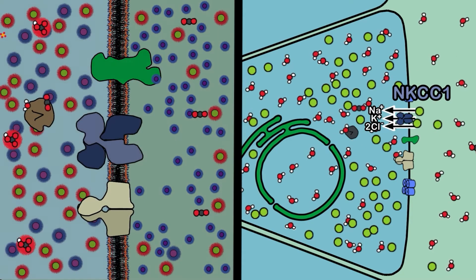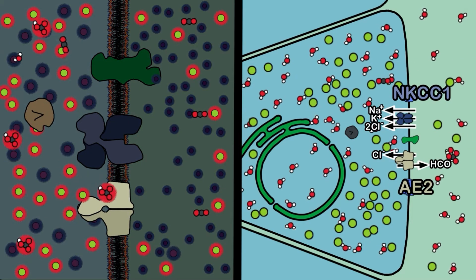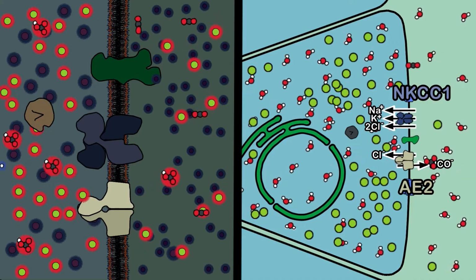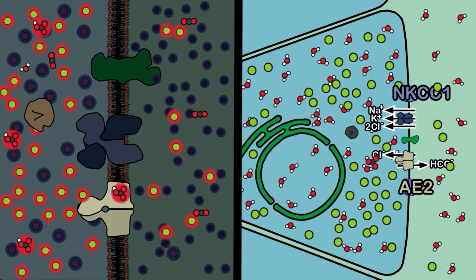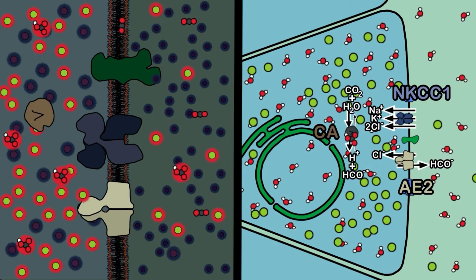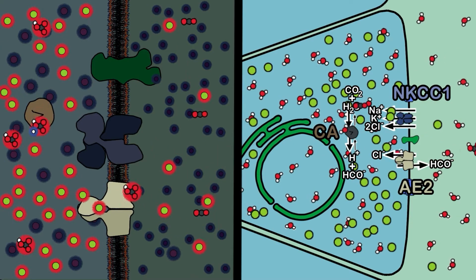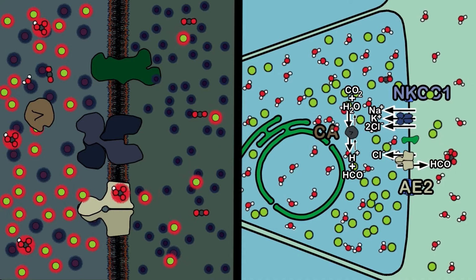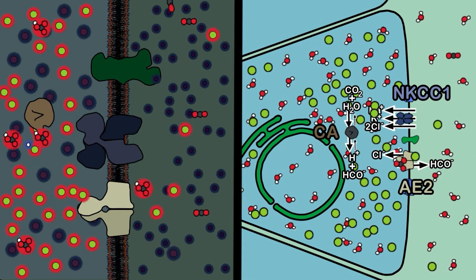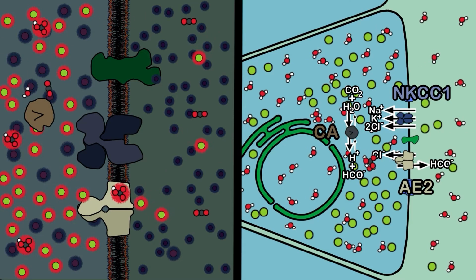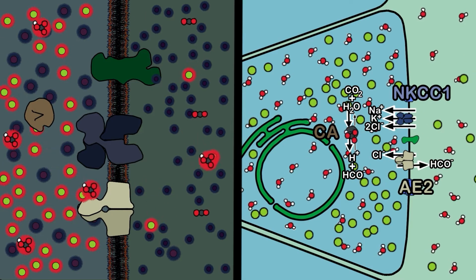Another kind of chloride cotransporter utilizes the electrochemical potential of ionized bicarbonate to transport chloride ions into the cell. The bicarbonate concentration is maintained by the enzyme carbonic anhydrase, which facilitates the rapid interconversion of carbon dioxide and water into bicarbonate ions, which serves as an electrochemical force that aids in the transport of chloride ions.